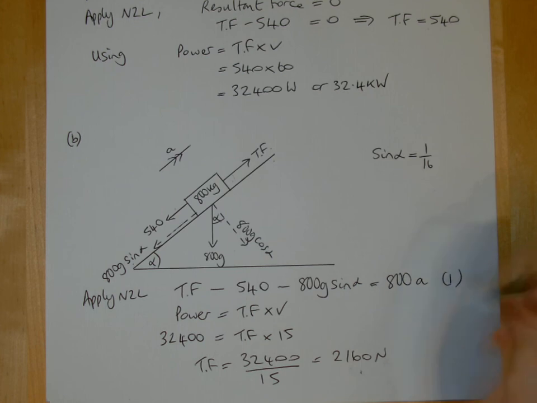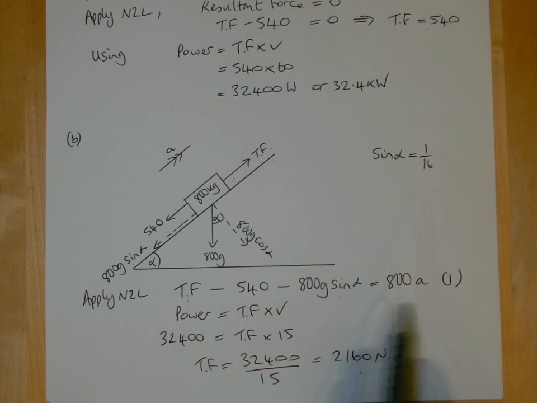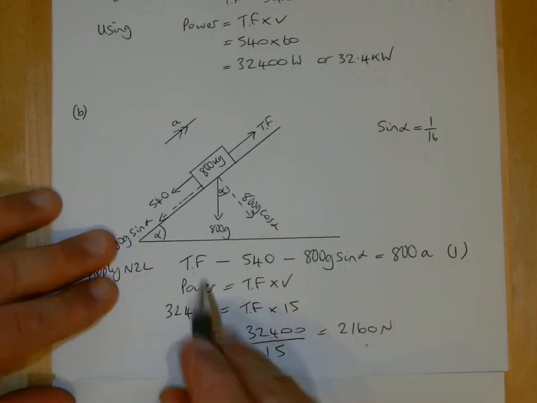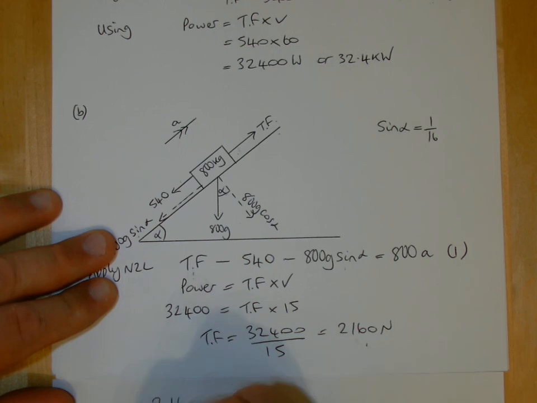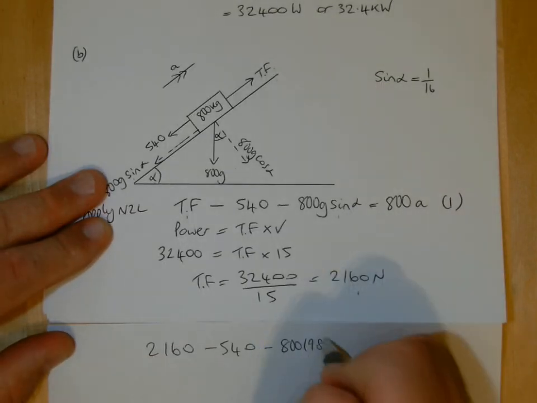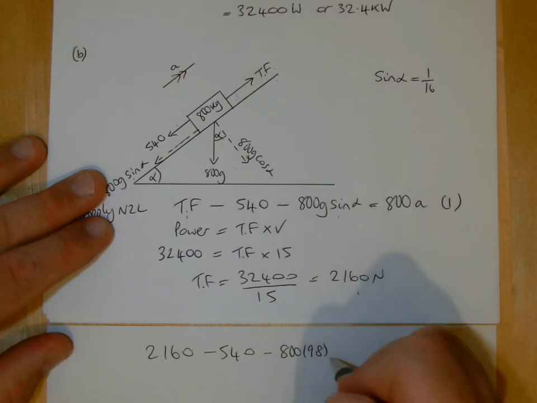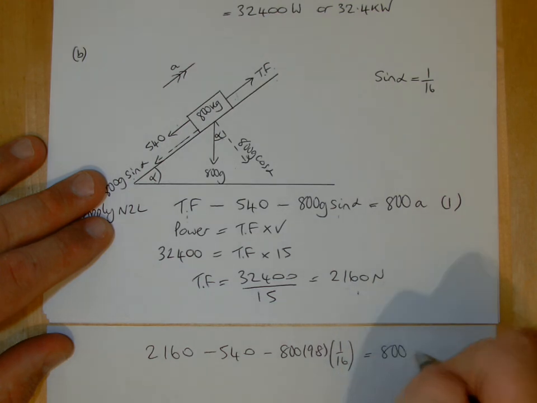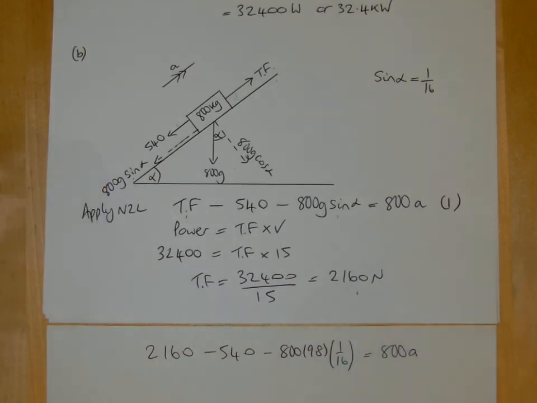So what I can do now is plug that back into this one. If we call this equation 1, plug my tractive force in there. Sine alpha is 1/16, and I can work out my acceleration. So let's just do that. We have tractive force 2,160, take away 540, take away then 800 times 9.8, the value of g there, times sine alpha, which is 1/16, equals 800a.